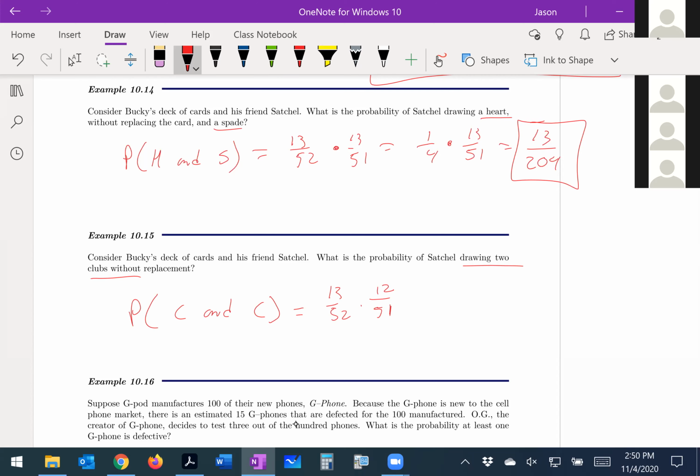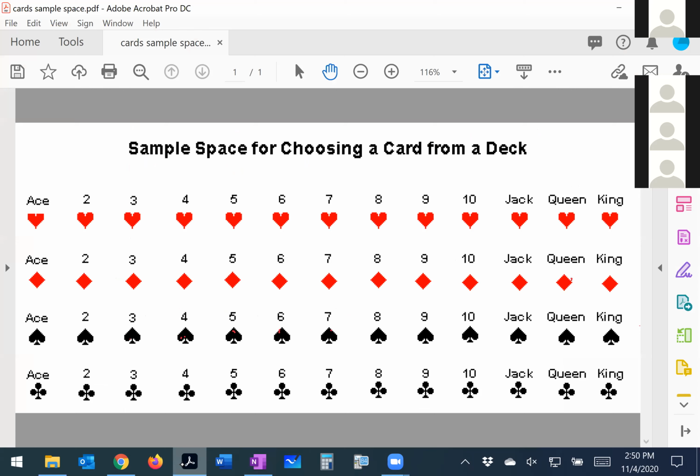Why? Because both of them went down, right? We look at our sample space and we look at our clubs here. Say that I chose the ace of clubs, but I didn't put it back. Well, that means that instead of 13 out of 52, I now have 1 less in each category. I have 12 clubs out of 51 total cards.